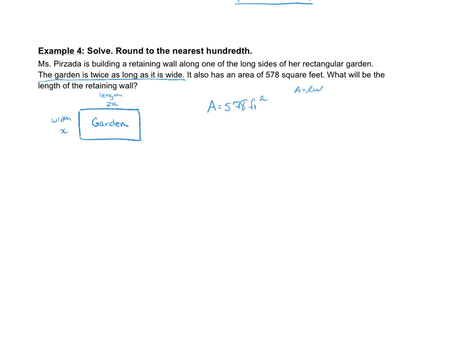So, since I know that A equals LW, I can plug in my values. So I know that A is 578 feet squared, or 578, just to make things easier here, is equal to length times width, but I know the length and width. The length is 2x, and the width is x. So I'm going to get 578 equals 2x times x. Remember, when we multiply, we add exponents, so that's 2x squared. Then start isolating the x squared, so I divide both sides by 2. So I get 289 equals x squared.